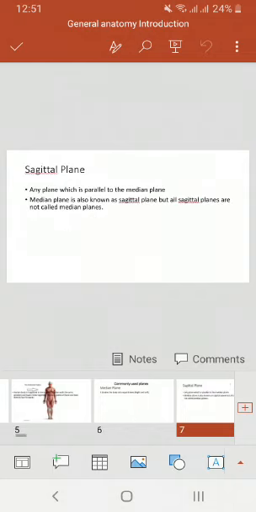Then there is the sagittal plane, any plane which is parallel to the median plane. The sagittal plane can be in the midline or parallel to the median plane, and it also divides the body into halves, not necessarily equal halves. If it is passing through the central part of the body, then it divides the body into two equal halves. Otherwise, it divides the body and is just parallel to the median plane.